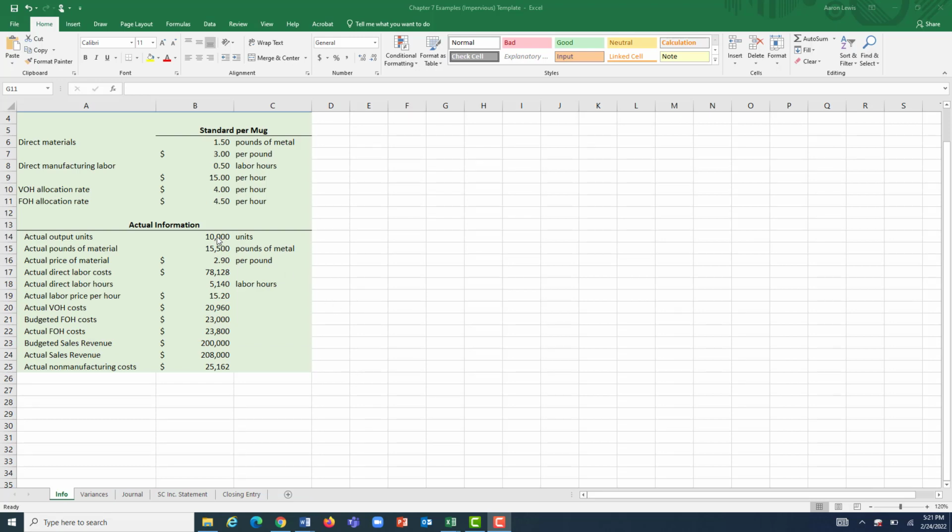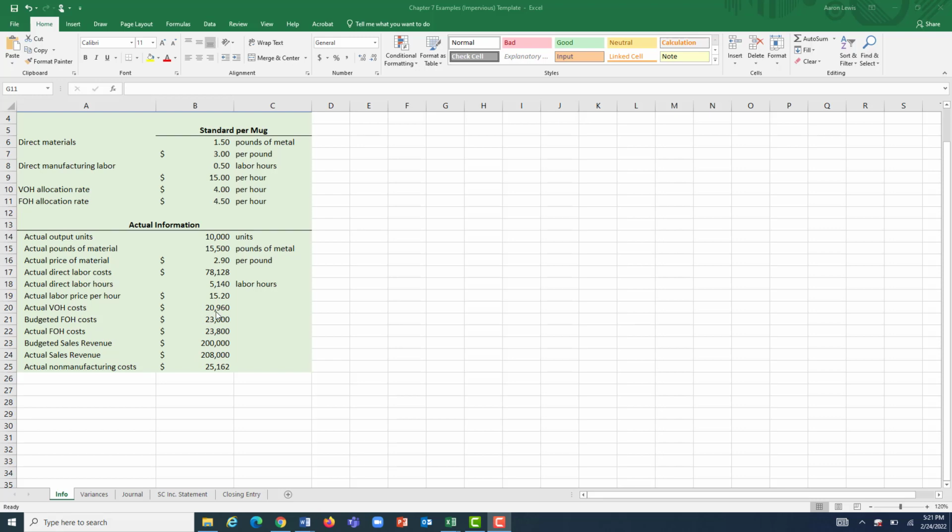Well, what actual events happened during this period? Impervious made 10,000 units. They went through 15,500 pounds of metal to produce those 10,000 mugs. Their average cost to acquire the metal to make these mugs was $2.90. They spent $78,128 in direct or inventoriable, if you will, labor costs during the period because their workers worked 5,140 actual labor hours and made an actual average rate of $15.20 per hour.